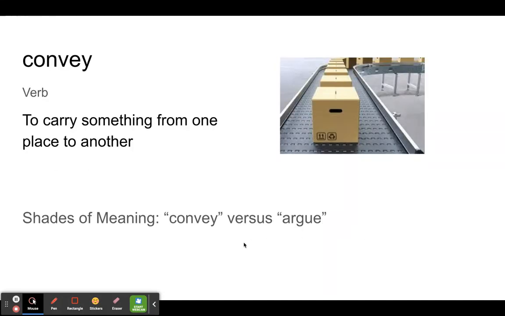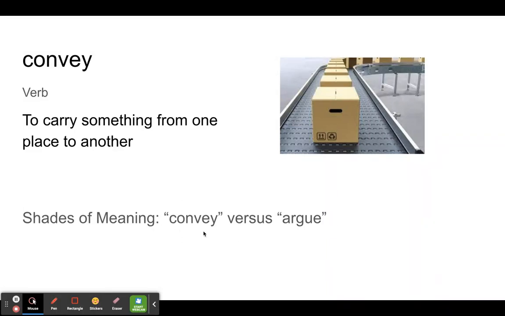Next one is convey. It's a verb: to carry something from one place to another. So this conveyor belt is carrying these boxes from one end to the other. When you're talking about an argument and communication, you're usually trying to convey an idea, convey meaning, convey some kind of abstract thing. But the idea is very similar to the literal meaning of the word, where you're just carrying the idea from one place to another, from one person's mind to another.